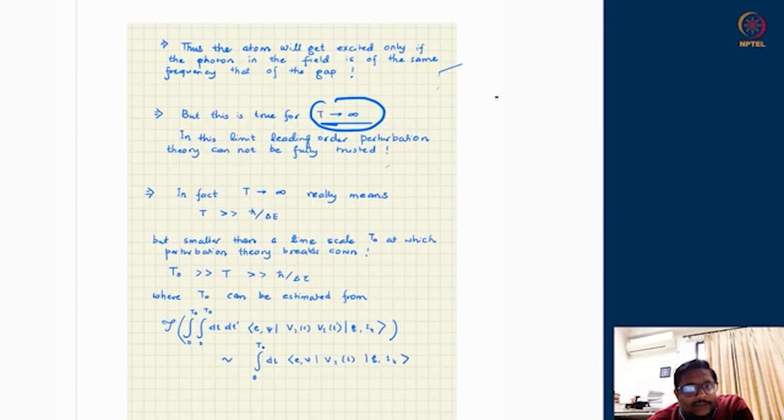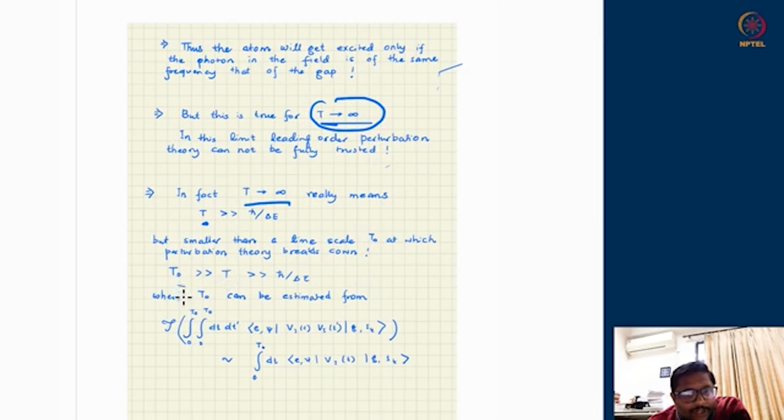Or one can reverse the game and say that t tending to infinity. By that I really do not mean infinity, I just mean t is much greater than the internal time scale which we just discussed in today's discussion, that t much greater than delta h bar upon delta E is as good as t tending to infinity. But this time scale should be smaller than the time scale at which the second or higher order terms in the perturbation theory start becoming important.